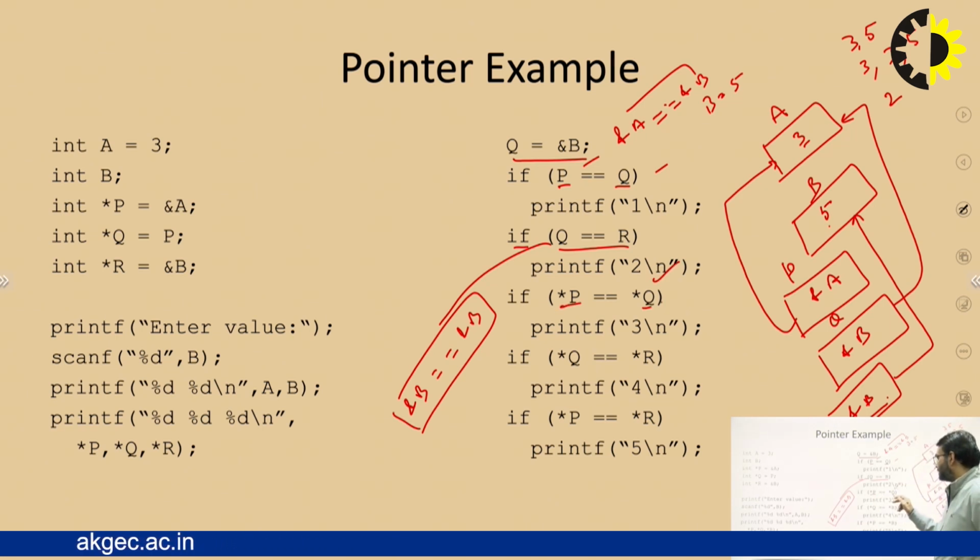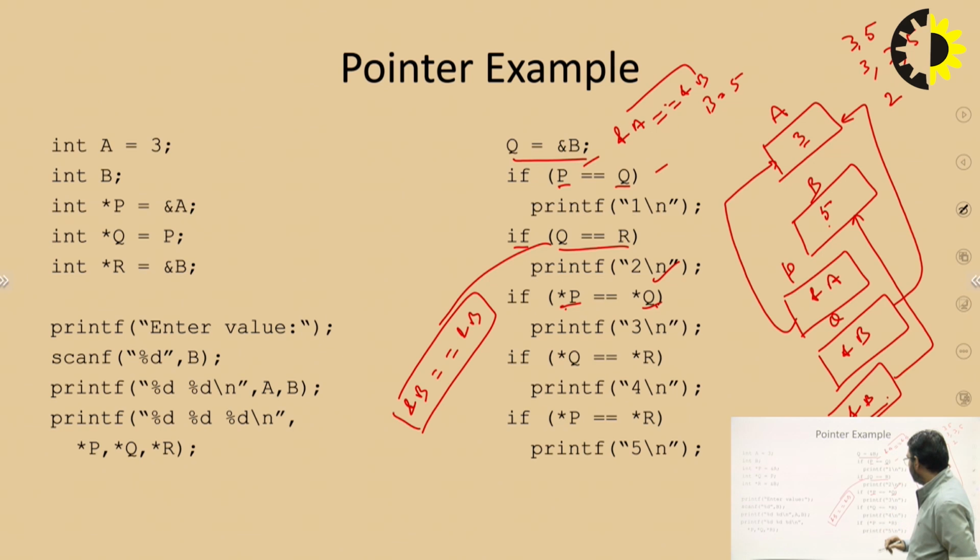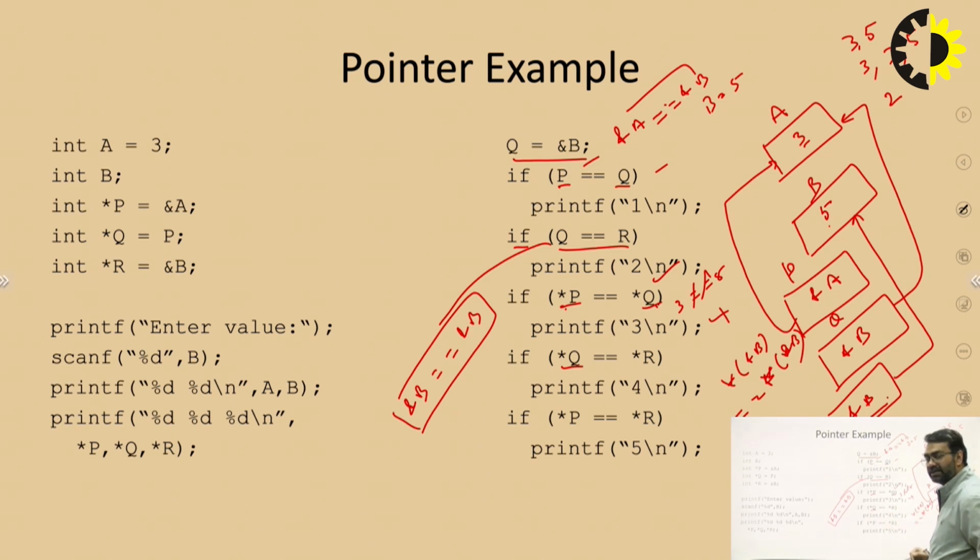Now asterisk p equal to asterisk q. p consists the address of a, q consists the address of b. The value at a is 3 and the value at b is 5. So it means 3 equal to 5. Basically it is false. So 3 will not be printed. After that asterisk q equal to asterisk r. Asterisk q means the value at address b is compared with the value at address b, because q consists the address of b and r also consists the address of b. So basically it will generate 5 equal to 5. It is true, it means 4 will be printed.